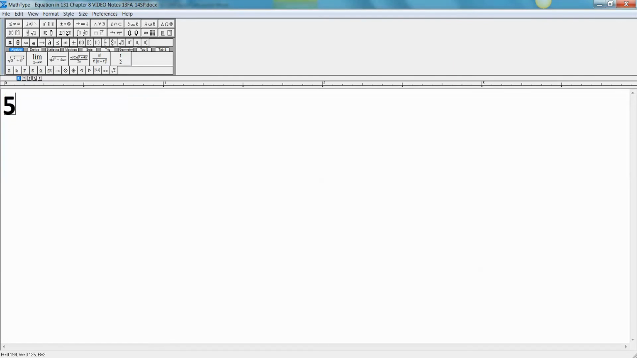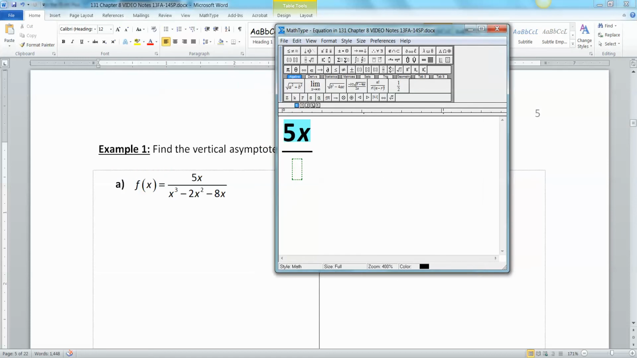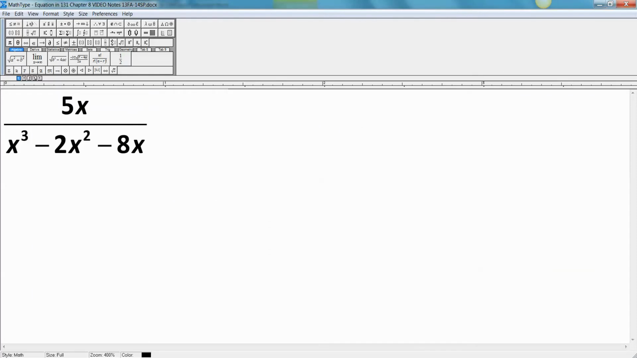Okay, so we are going to find the vertical asymptotes of the following functions. So we have 5x over x cubed minus 2x squared minus 8x. Okay, so now I've got to reduce it first. That's your first step. So reduce. I'm going to put it right over here.